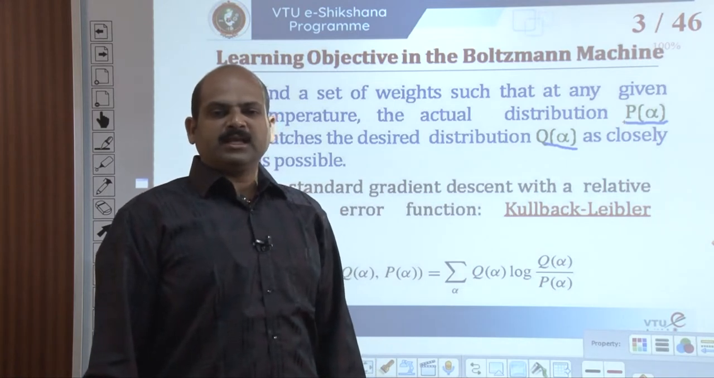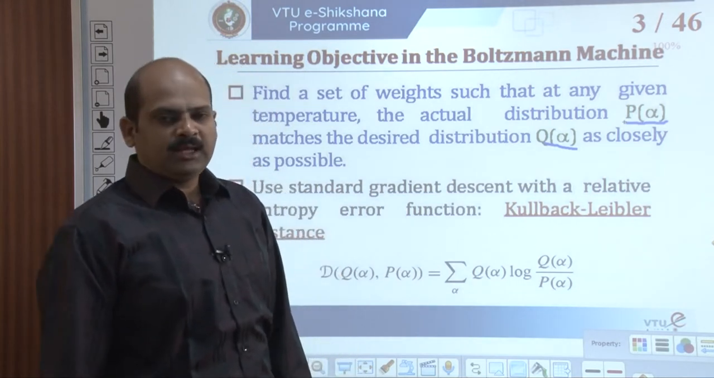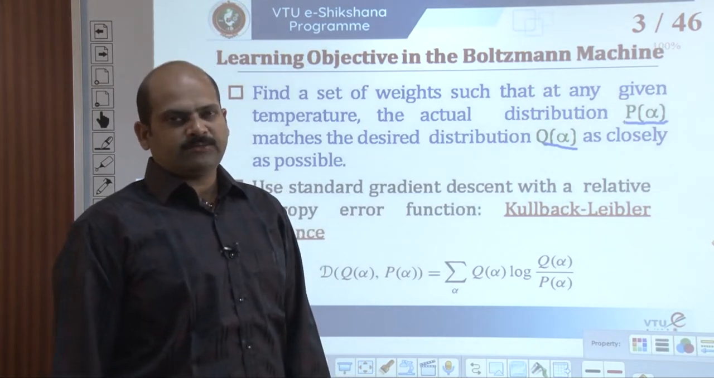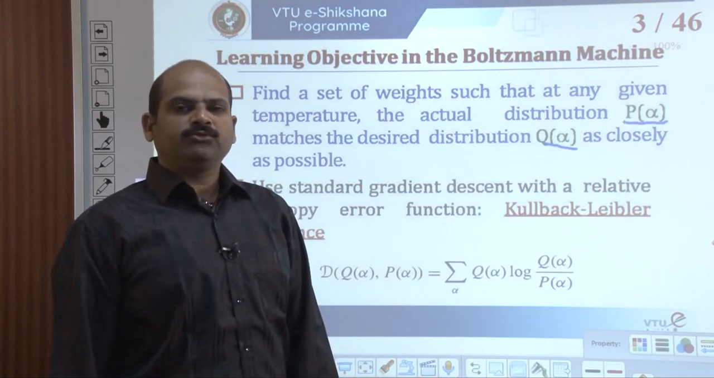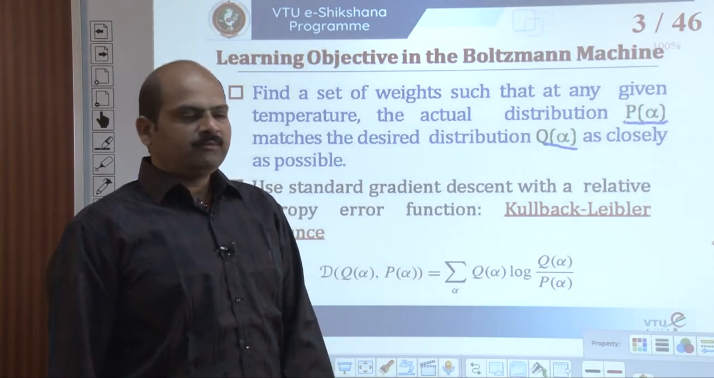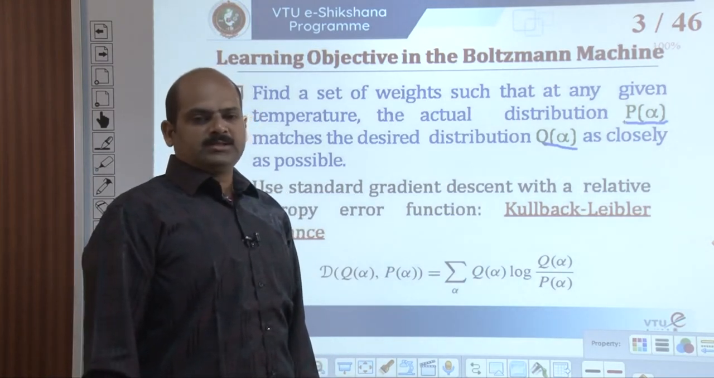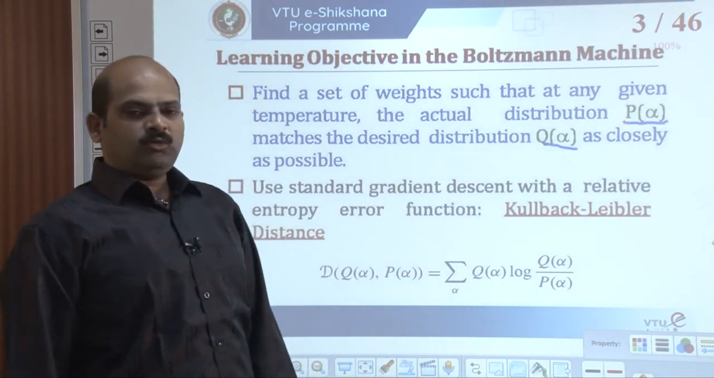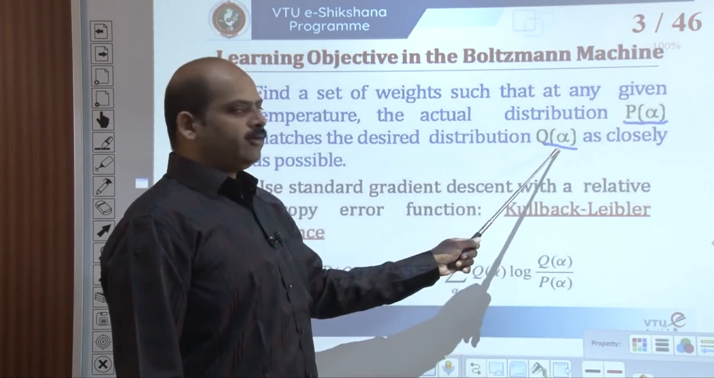Here Z is nothing but the partition function, and P of alpha beta, the Boltzmann probability of alpha beta, is the probability that the system finds itself in some global configuration of alpha and beta. So this equation states that in order to find the probability of a given visible state, we sum over all possible hidden states, keeping the visible configuration fixed. We want to match the probability distributions P of alpha and Q of alpha.